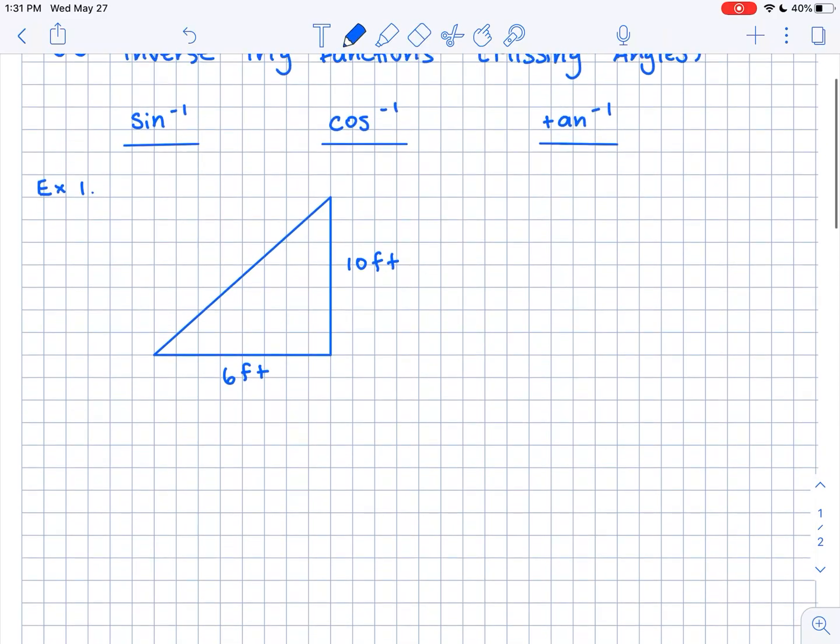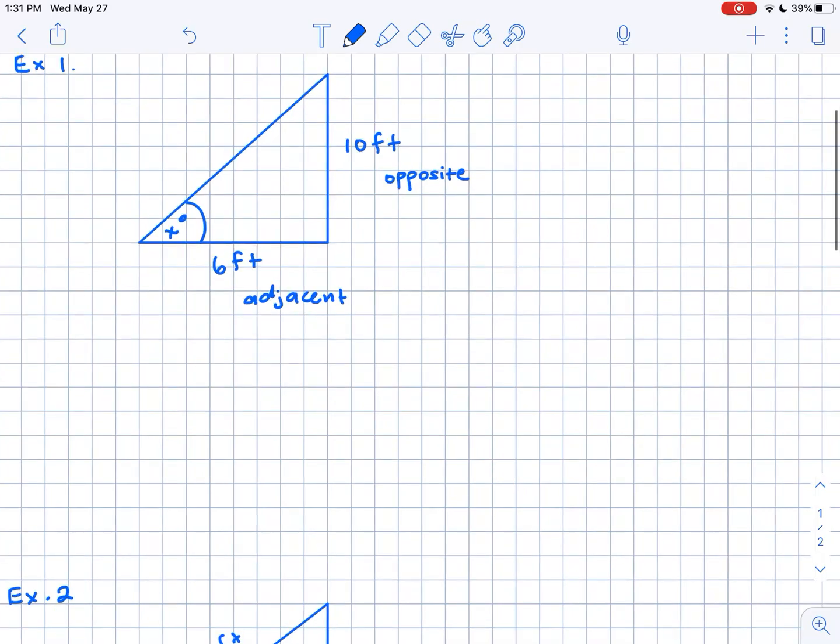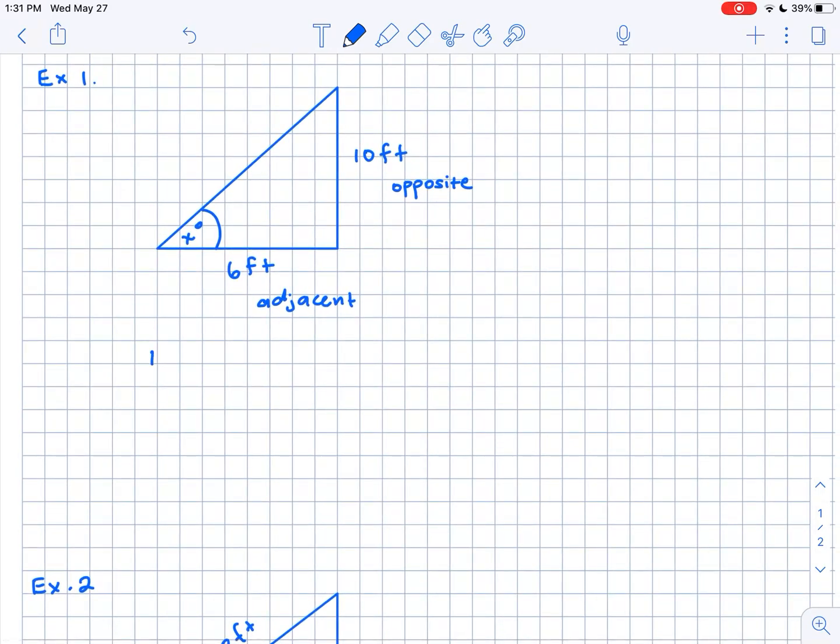Okay, so I want to figure out this right here. What is my angle of elevation? Well, I know what my opposite side is. And I know what my adjacent side is. That means I can use one of my trig functions. The trig function that has opposite and adjacent is tangent. So the tangent of whatever x degrees is going to be 10 over 6.